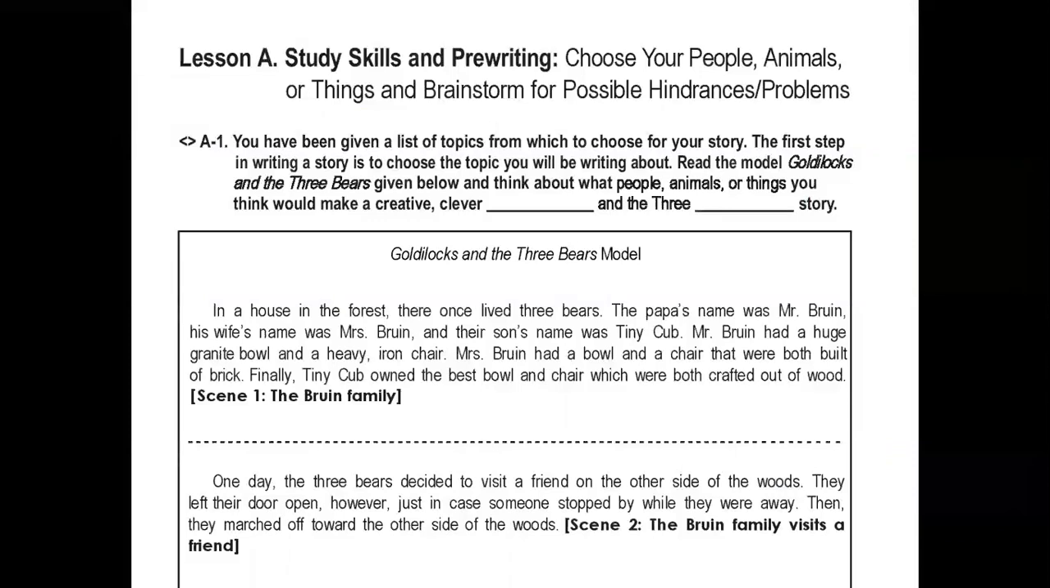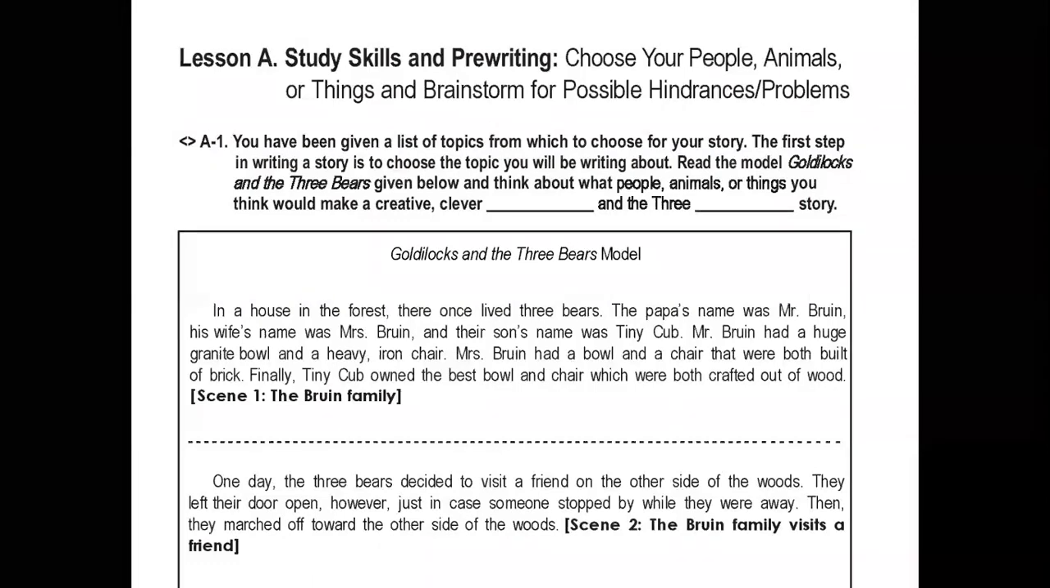All right. So when you have a twice told tale, the very first thing that they need is the basic story. So if they are going to spin off, they need the story in front of them to spin off from. All right, so I'm at lesson A in your notebook if you're following along. Study skills and pre-writing: choose your people, animals, or things, and brainstorm for possible hindrances and problems.